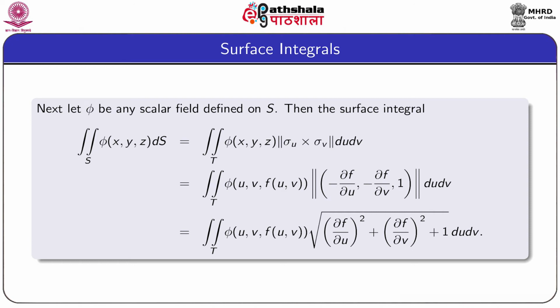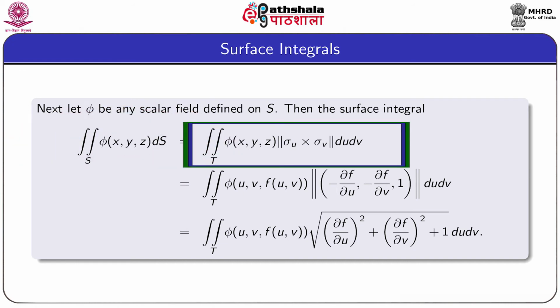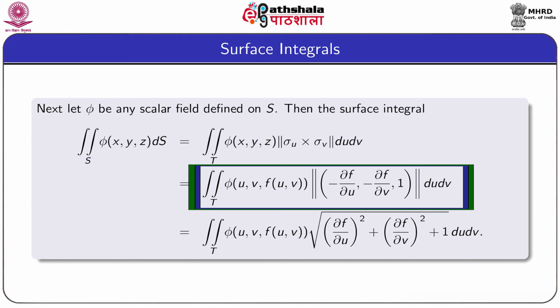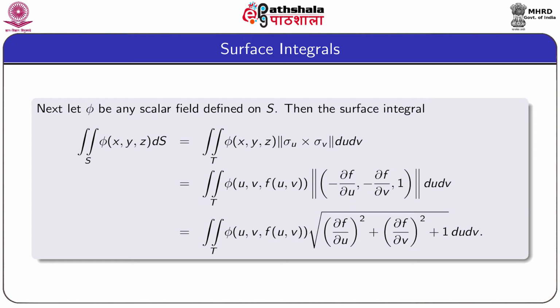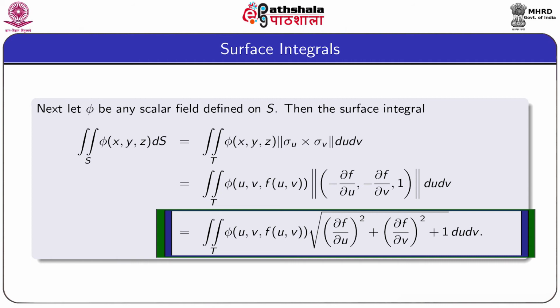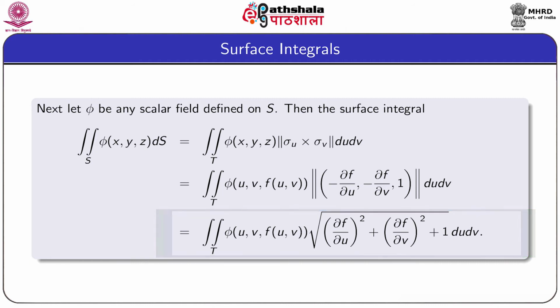Next, let phi be any scalar field defined on S. Then the surface integral of phi over S equals the double integral over T of phi(x,y,z) times the norm of sigma_u cross sigma_v du dv. This equals the double integral over T of phi(u,v,f(u,v)) times the norm of (minus ∂f/∂u, minus ∂f/∂v, 1) du dv. So, this equals the double integral over T of phi(u,v,f(u,v)) times the non-negative square root of (∂f/∂u)² plus (∂f/∂v)² plus 1 du dv.